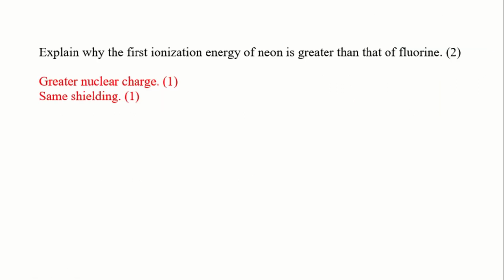We go back to the same question. Why is the first ionization energy of neon greater than that of fluorine? Neon has 10 protons, fluorine has 9. They have the same shielding. The electronic configuration of neon will be 1s2, 2s2, 2p6. For fluorine will be 1s2, 2s2, 2p5. First ionization will be removing the outermost electrons.